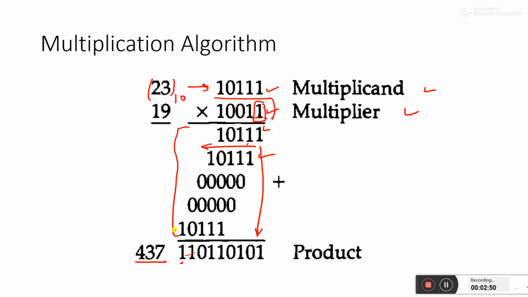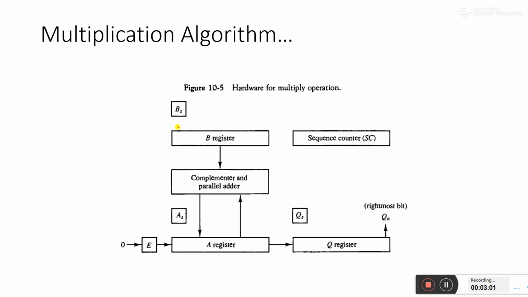Now we will try to implement this mechanism in our algorithm. As we did in our last lecture, we have decided on a hardware. So we have taken a hardware here. There is a B register, there is an A register, BS is the sign bit of B, and AS is the sign bit of the A register. Now a complementer and a parallel adder are there.